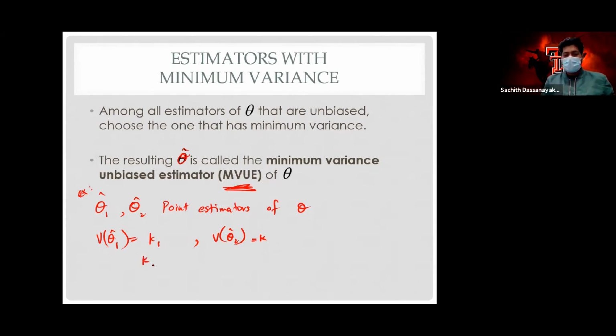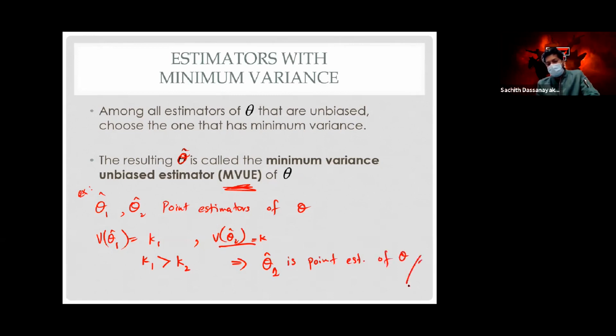Say k1 is greater than k2. Which one has the highest variance between these two? K1, right? So K1 has the highest variance. So what do we need? Minimum variance. So at that point, you have to take theta hat 2 as the point estimator of theta. This is what is mentioned here: you have to pick the estimator which has the minimum variance.